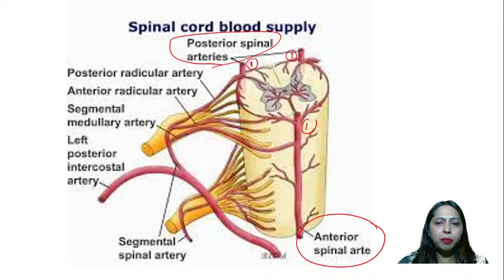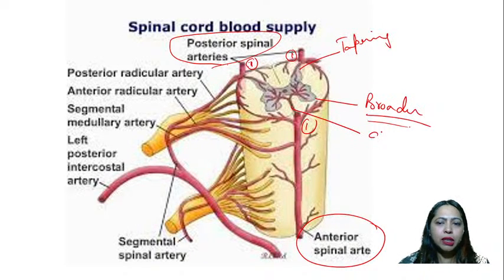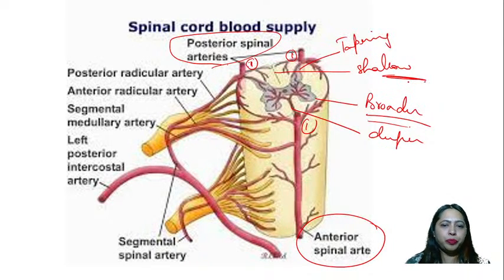And anterior, you remember, this side is broader. The gray matter on this side is broader on the anterior side. Posterior, it is tapering. Okay, the fissure is deeper here. The fissure is shallow there. Okay, so now all this anastomosis, all these things happen in the pia mater.